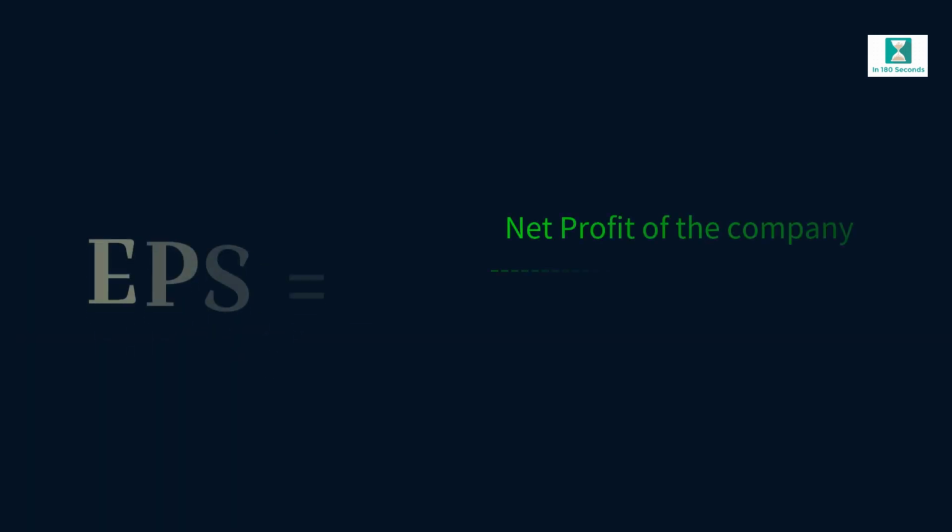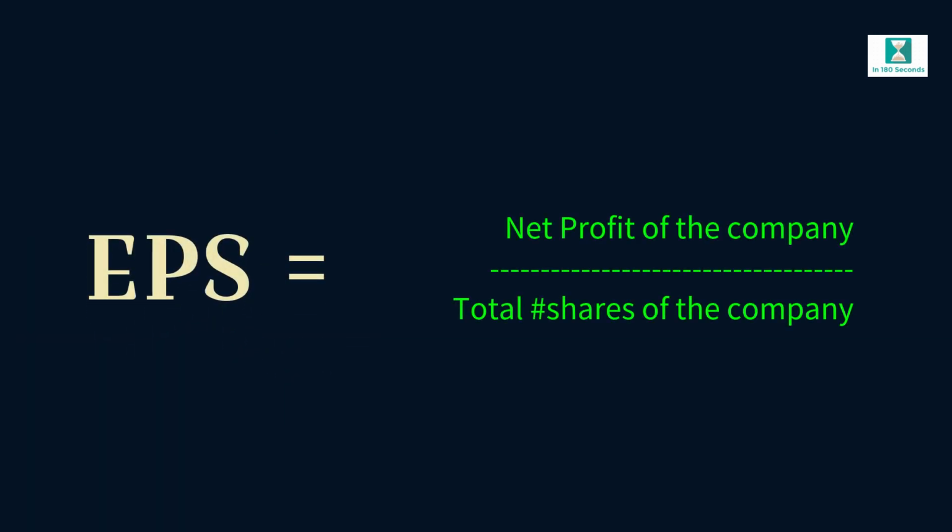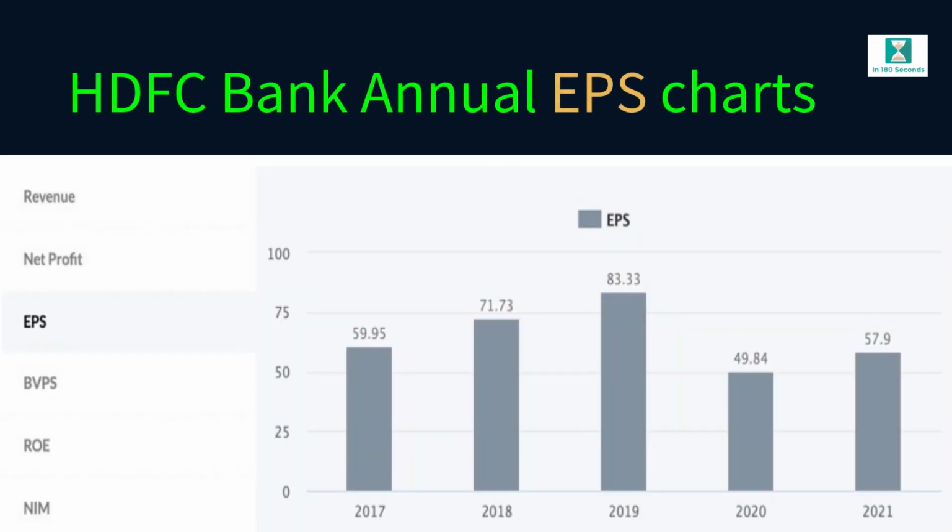How is this calculated? Here is the formula. If the company is making a profit amount of X, then if you divide this profit by the total number of HDFC Bank shares available in the market, that will be the earnings per share. Looking at the trend of EPS on a quarterly or annual basis tells us if the company is running profitable or not and if the growth prospects are good.